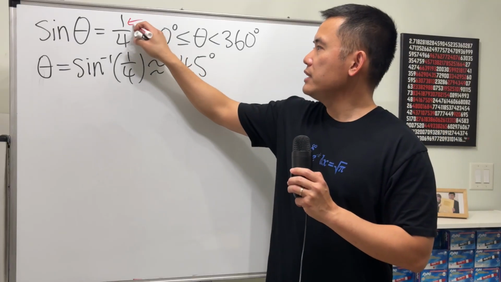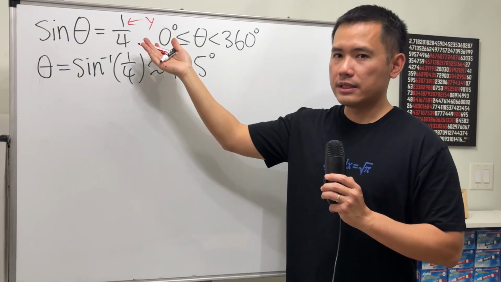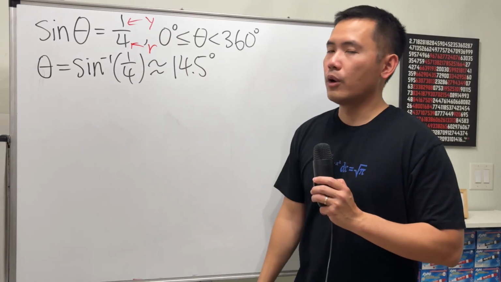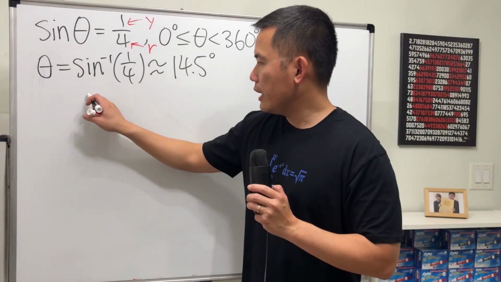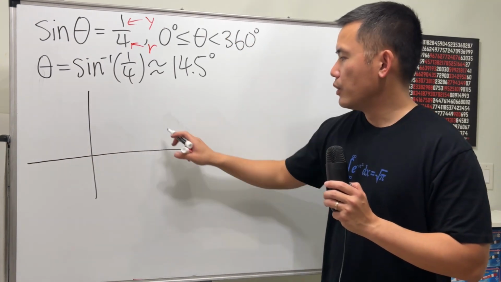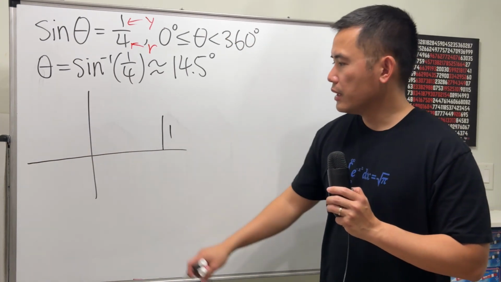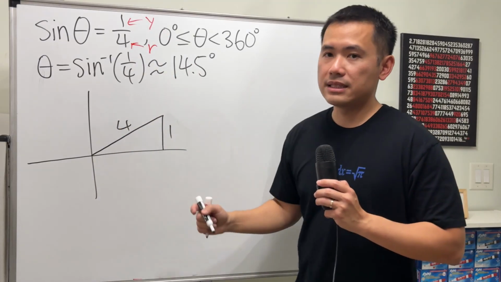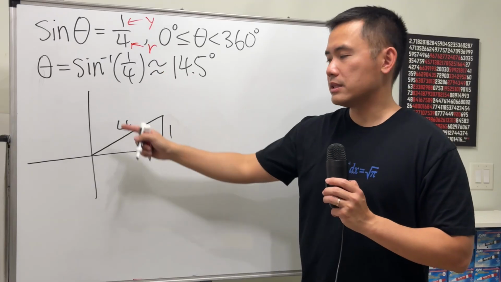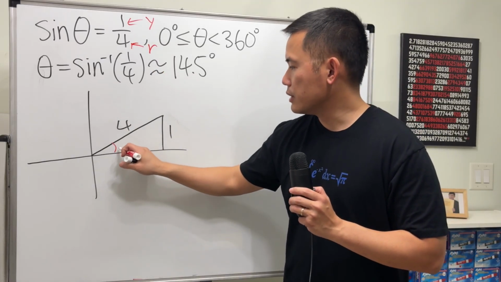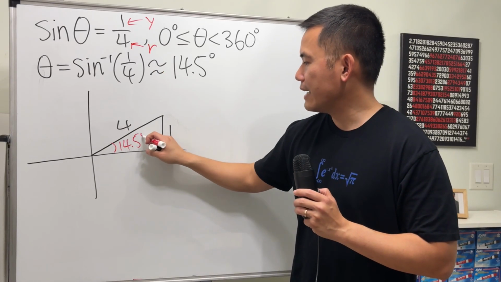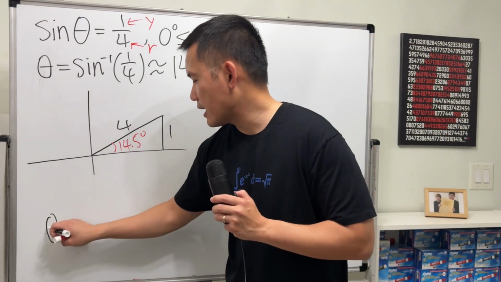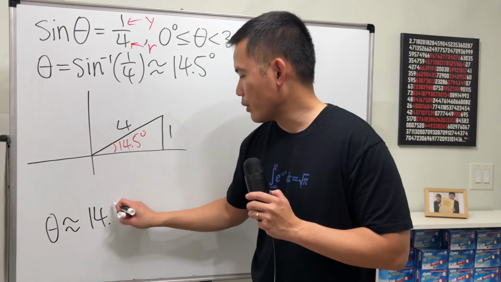The 1, treat that as the opposite, which can be labeled as y on the xy plane, of course. And then the 4 is the hypotenuse. We will call that r. We can draw a reference triangle like so. 1 right here for the y value, and then from here to here is the hypotenuse, and that will be 4. Based on the inverse sine function, we know that this angle is 14.5 degrees, which is very nice. Yes, this right here is the first answer. Theta is approximately 14.5 degrees.